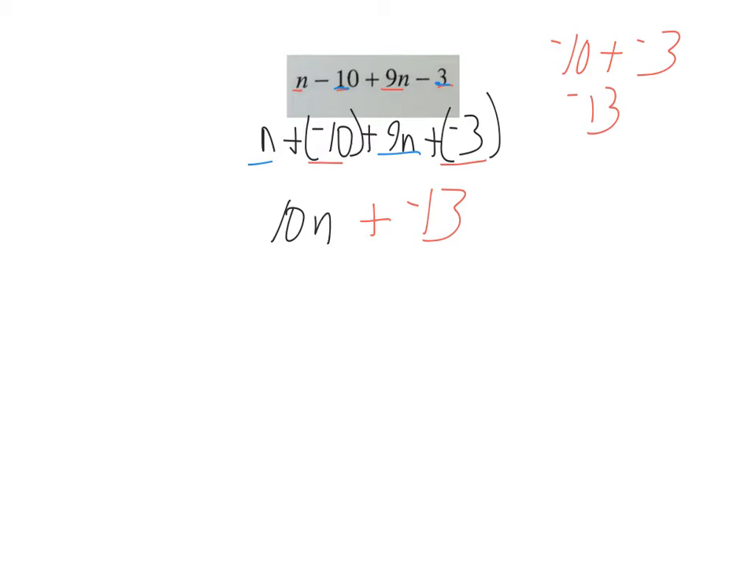Now you can work backwards and say, well, if I'm adding a negative, it's the same as subtracting. So you can change this to 10n minus 13. And that's how you would simplify that expression, by combining your like terms.